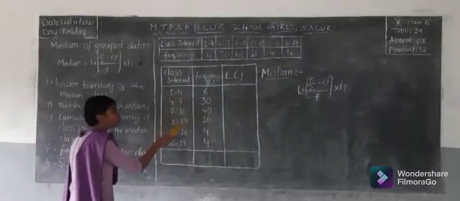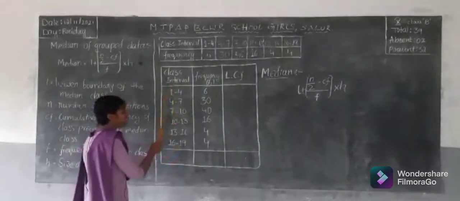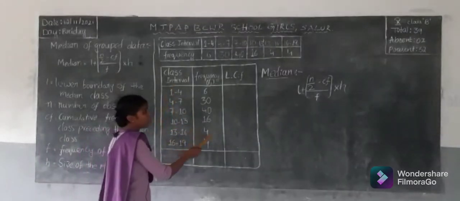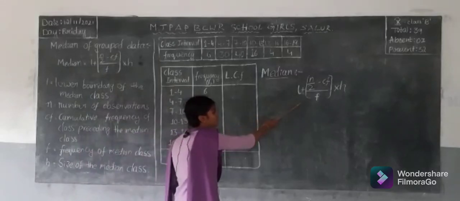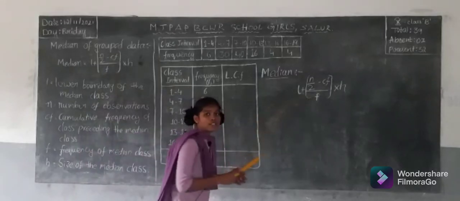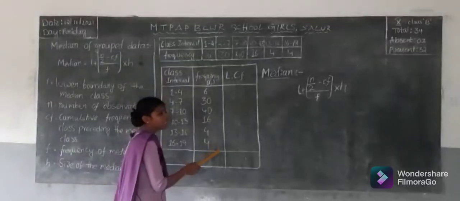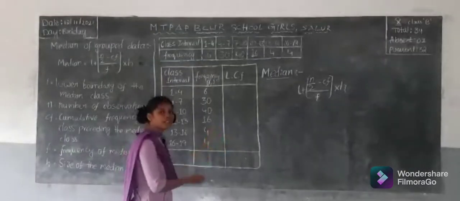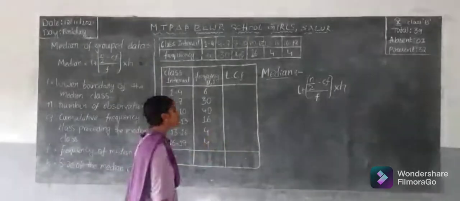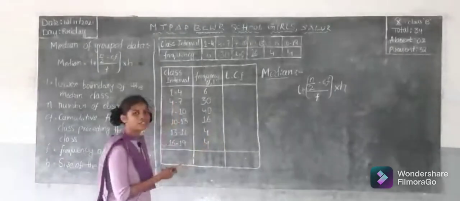Here is an example for median. These are the class intervals and these are the frequencies. According to the formula, firstly we want to find the cumulative frequency. To find the median, we can choose less than cumulative frequency or greater than cumulative frequency. Here I choose less than cumulative frequency for this sum.